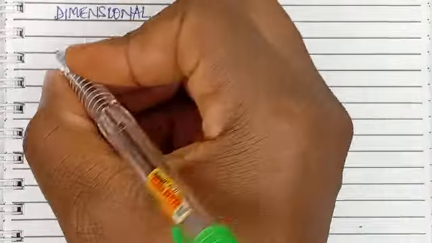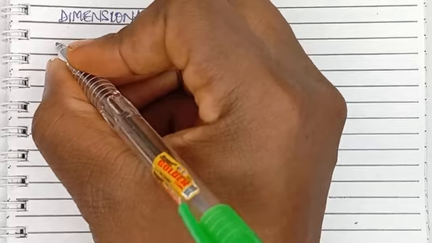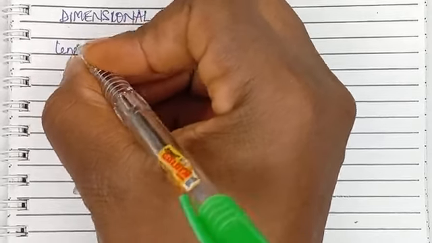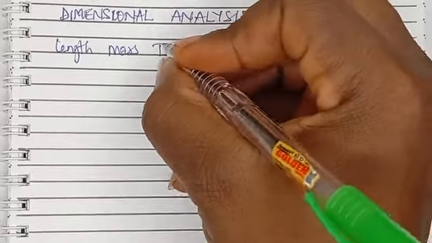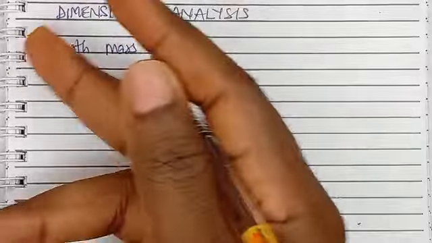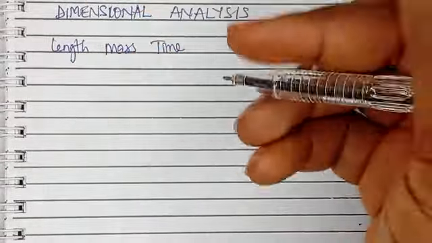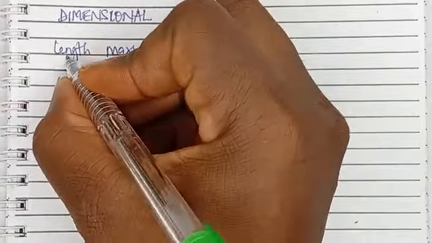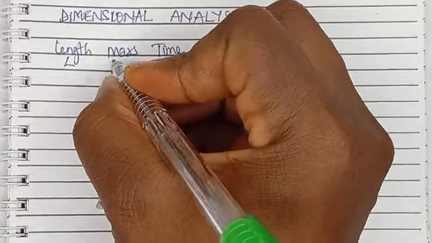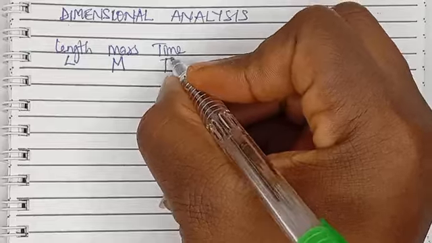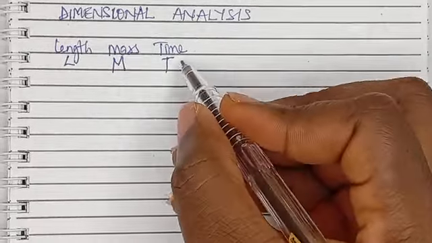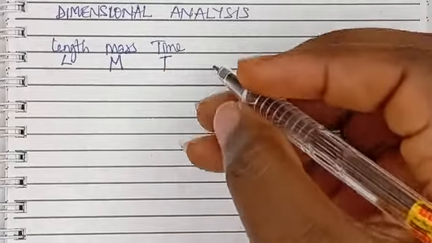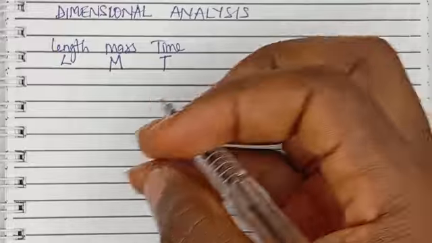Now, the major dimensions are from the units of length, mass, and time. These are the three major dimensions that we look at, and these are physical quantities. So these are their symbols: capital L for length, capital M for mass, and capital T for time. That is what we are going to be using to do dimensional analysis.